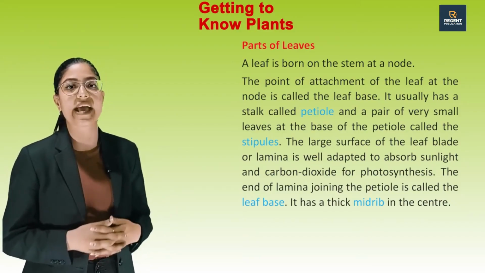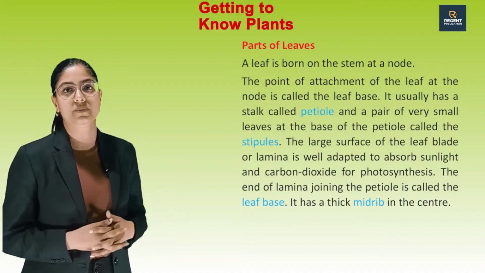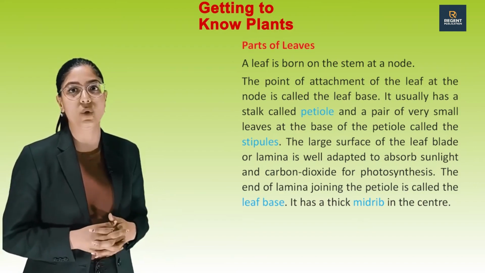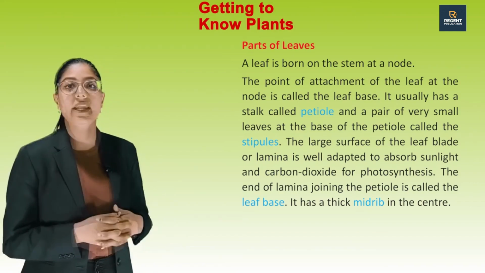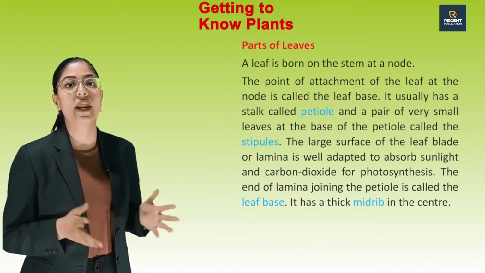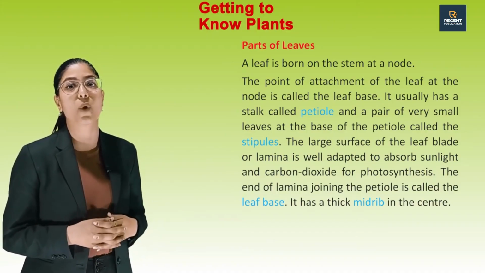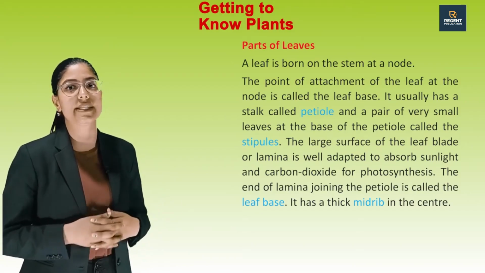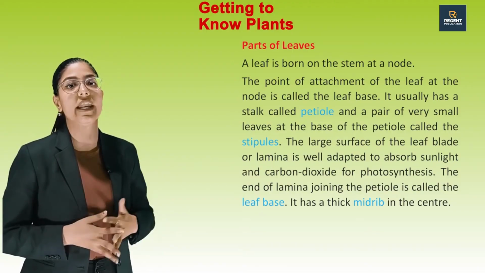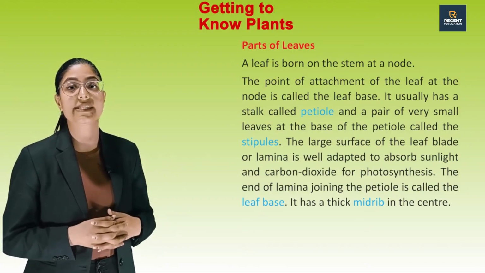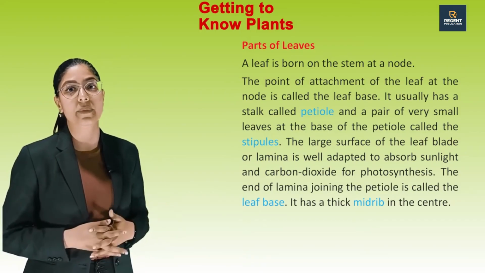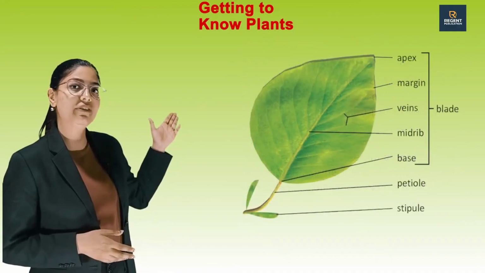It usually has a stalk called petiole and a pair of very small leaves at the base of the petiole called the stipules. The large surface of the leaf blade or lamina is well adapted to absorb sunlight and carbon dioxide for photosynthesis. The end of the lamina joining the petiole is called the leaf base. It has a thick midrib in the center. See this picture of a leaf.